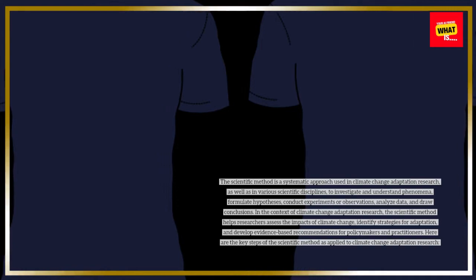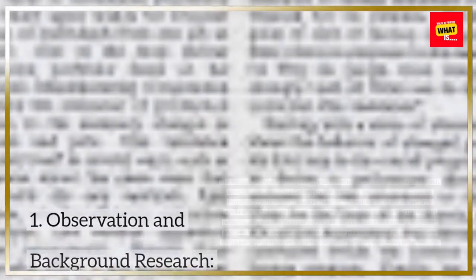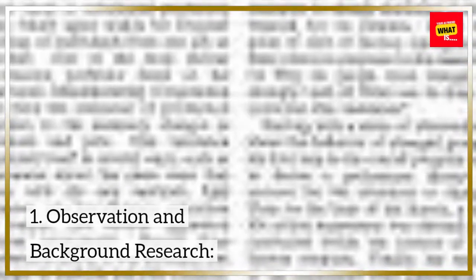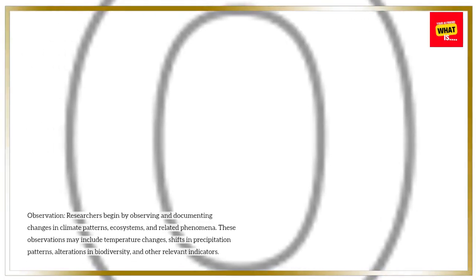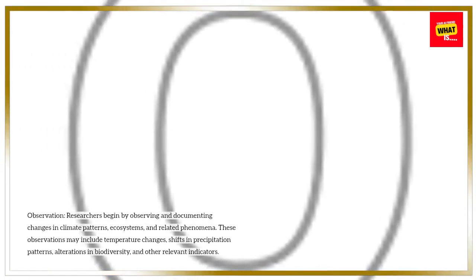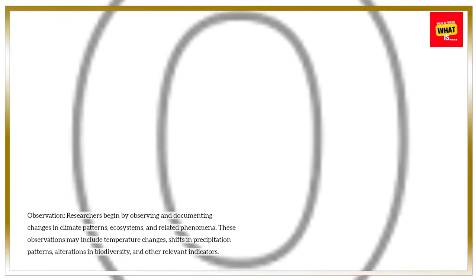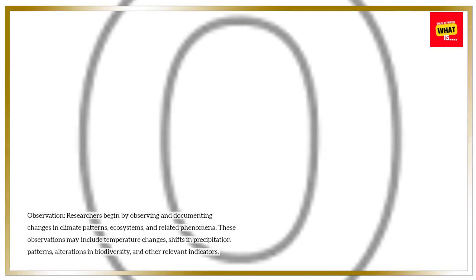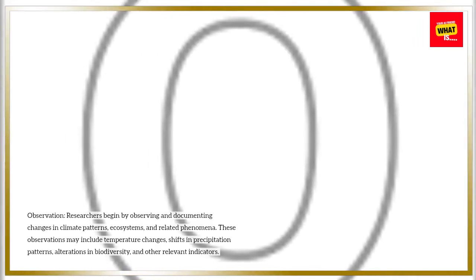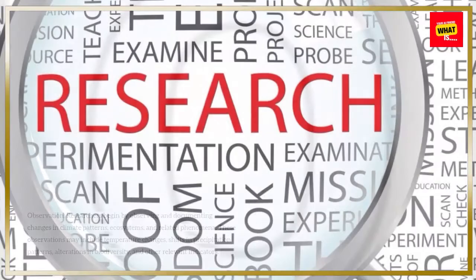Here are the key steps of the scientific method as applied to climate change adaptation research. 1. Observation and background research. Observation. Researchers begin by observing and documenting changes in climate patterns, ecosystems, and related phenomena. These observations may include temperature changes, shifts in precipitation patterns, alterations in biodiversity, and other relevant indicators.